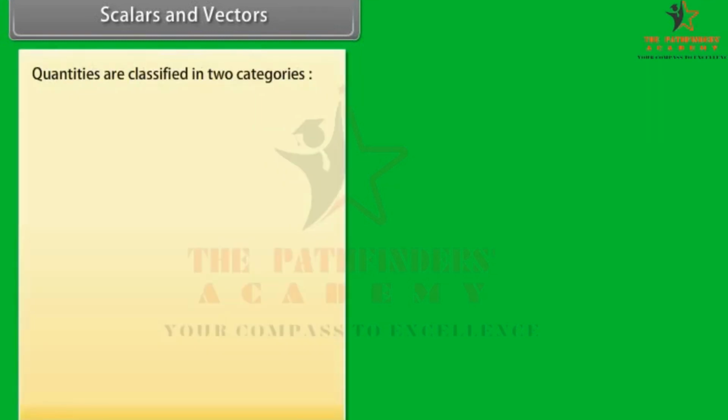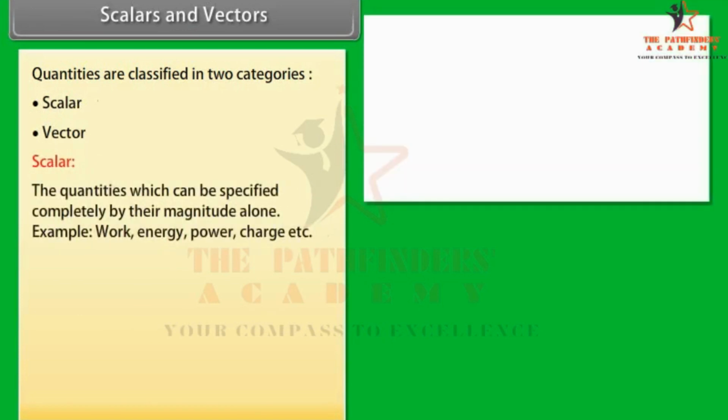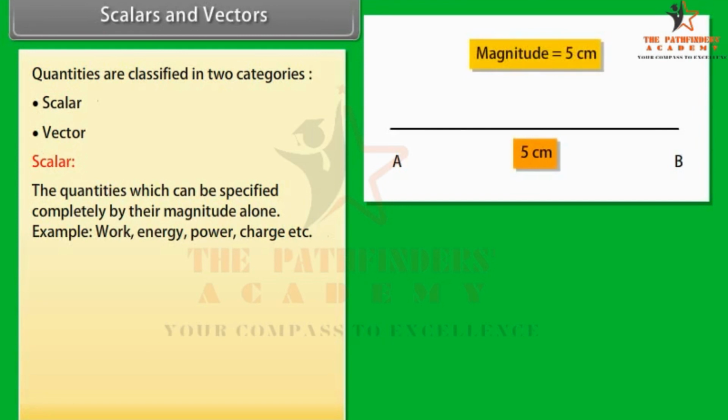Scalars and vectors. In physics, quantities are classified in two categories. They are A. Scalar and B. Vector. Scalar: the quantities which can be specified completely by their magnitude alone. For example, work, energy, power, charge, etc.